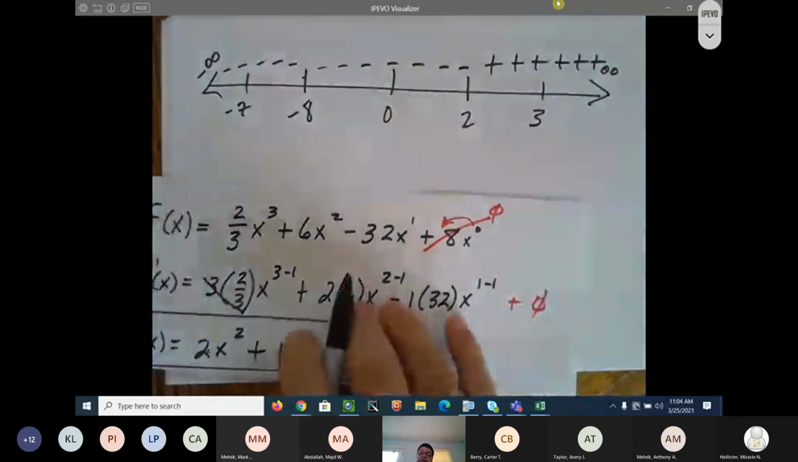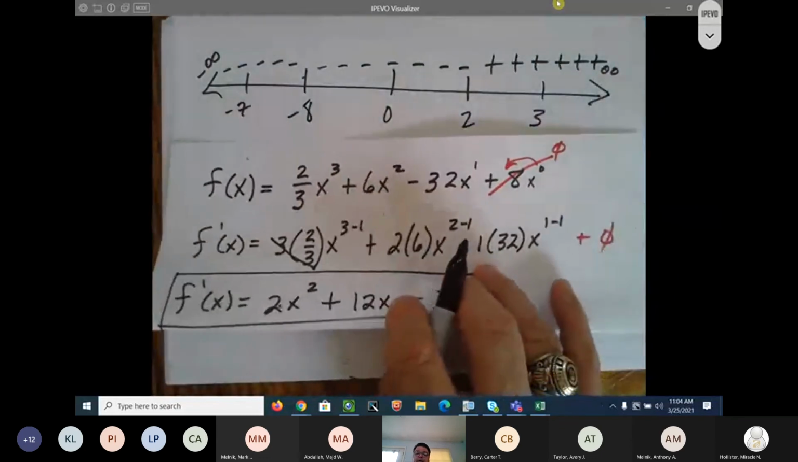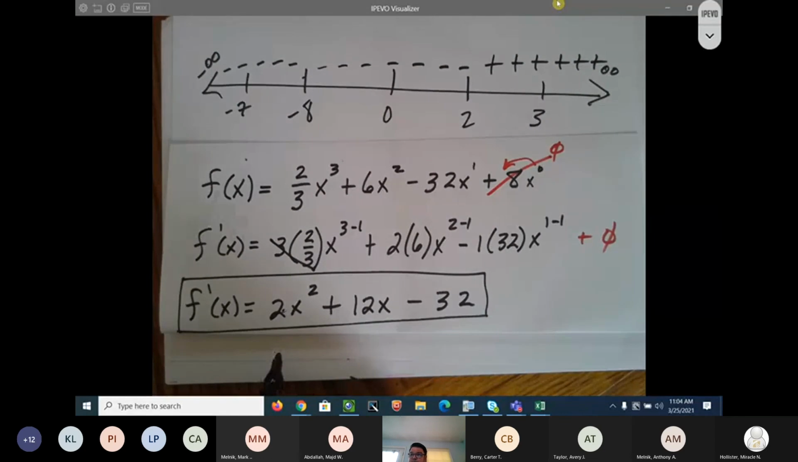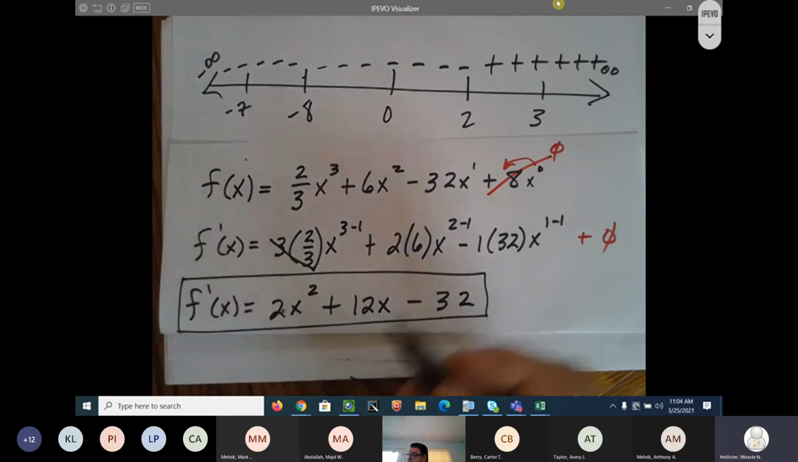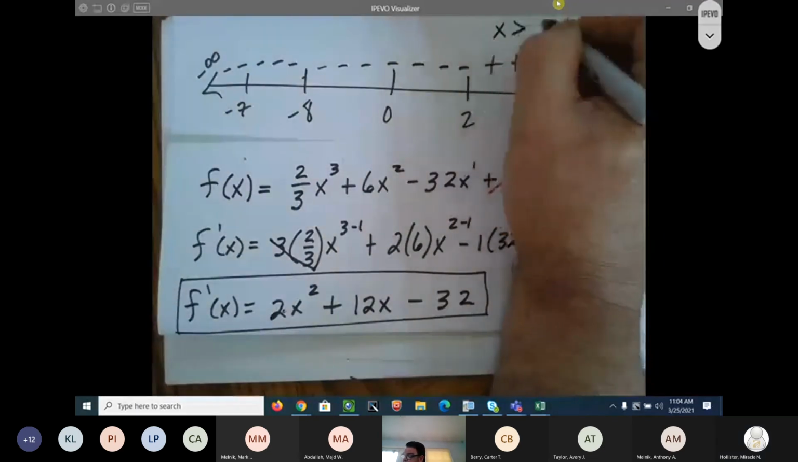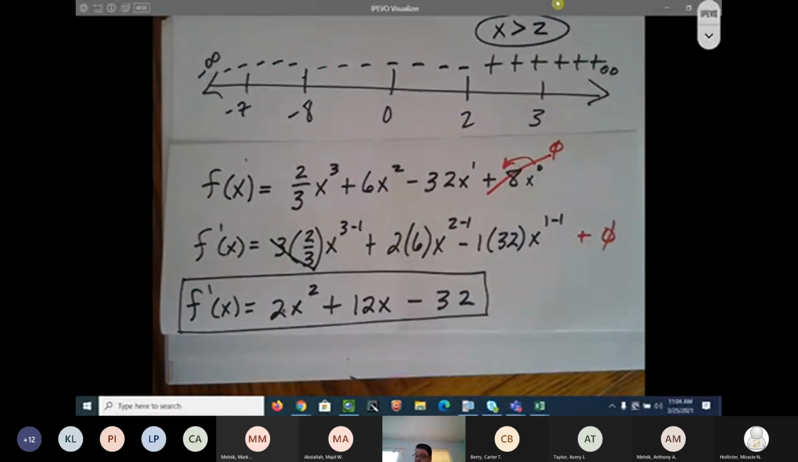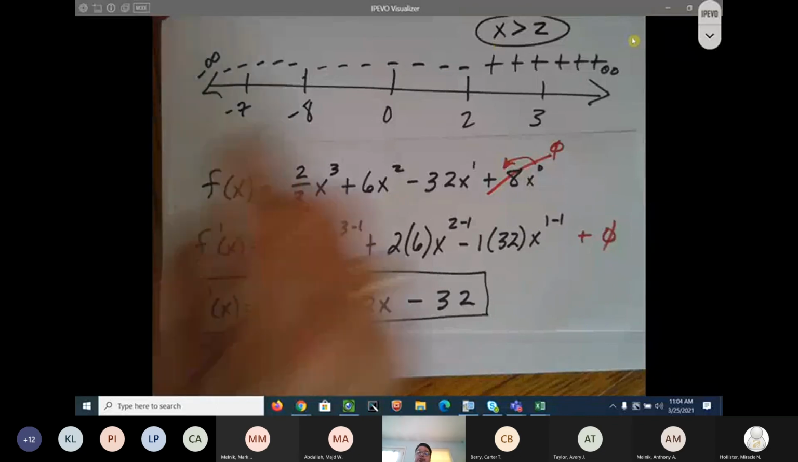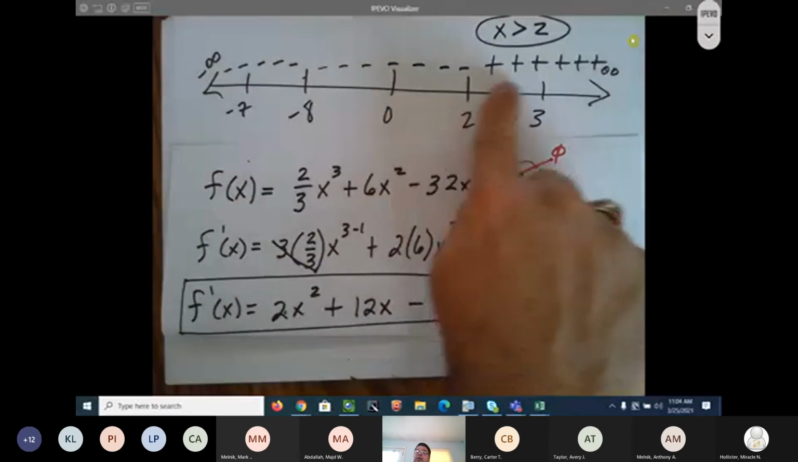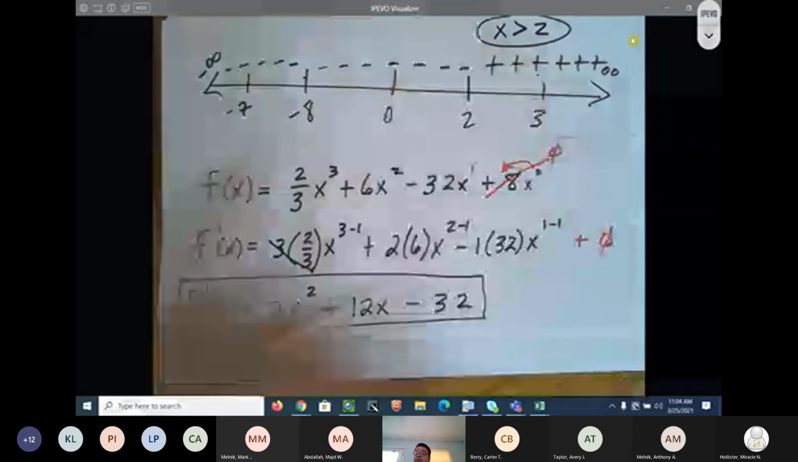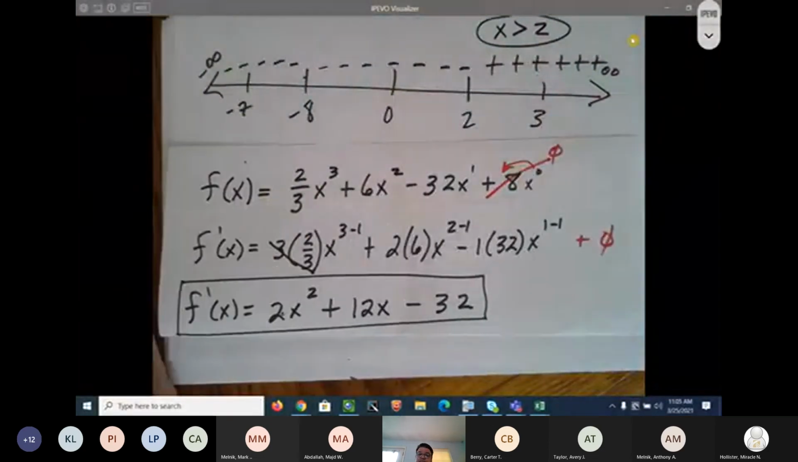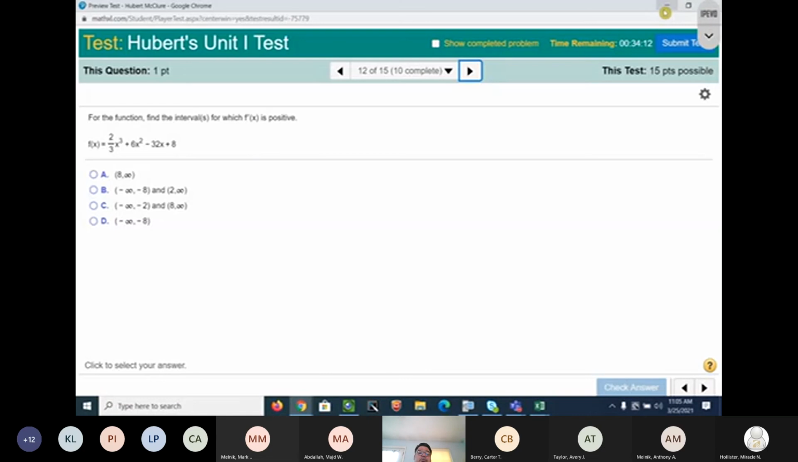So what numbers are going to give you positive results? Anything above 2? So x has got to be greater than 2. Remember when I told you that the first derivative gives you the increasing and decreasing values? There they are. A lot of people think that's pretty cool. So where is 2 to infinity?